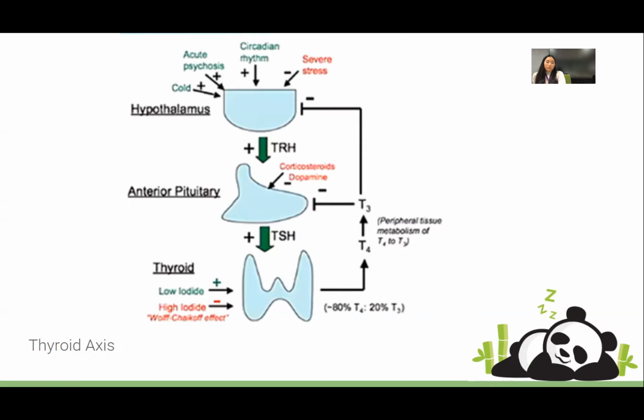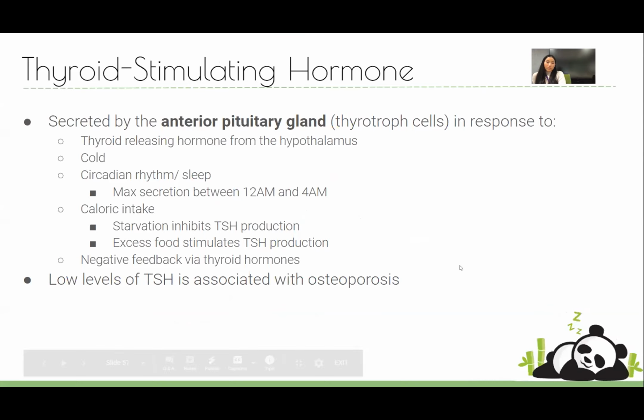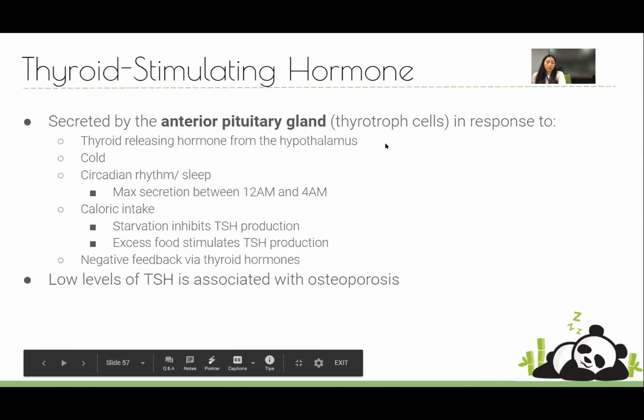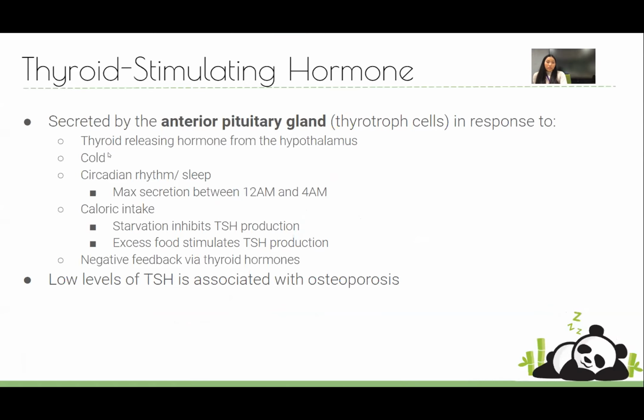But there are a few other things to be aware of which affect the thyroid axis. Some of the main ones we talked about, again, our thyroid hormones. Cold: if it's cold, we're going to be secreting more TRH and then TSH and then thyroid hormones. Circadian sleep: if we're in our circadian sleep rhythms, mainly between 12 a.m. and 4 a.m., we're going to be secreting more thyroid hormones. And if we're starving, we're going to be inhibiting our TSH production. But if we've got excess food, we need to burn off that food. We need to be using up all those calories that we're eating. So we'll be stimulating our TSH production to be breaking all those foods down, basically.